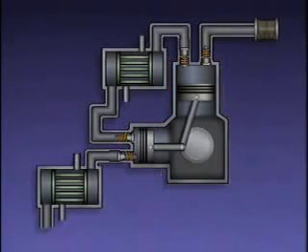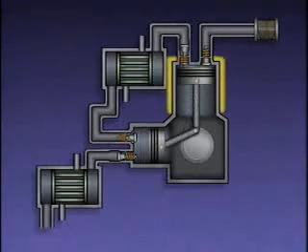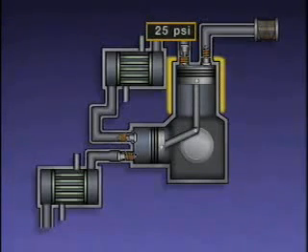A multi-stage reciprocating compressor contains 2 or more cylinders connected so that the discharge of one cylinder is directed into the inlet of another cylinder. The compressor in this example takes in air at atmospheric pressure and increases its pressure in 2 stages. In the first stage, the compressor increases the pressure of the air to approximately 25 psi. As the air is compressed, its temperature increases.